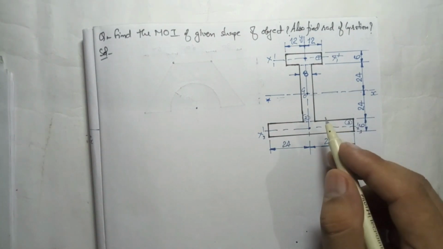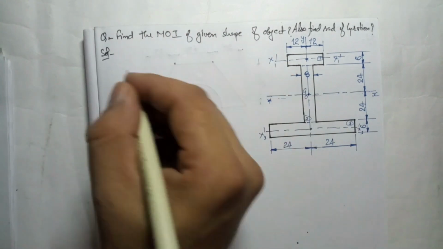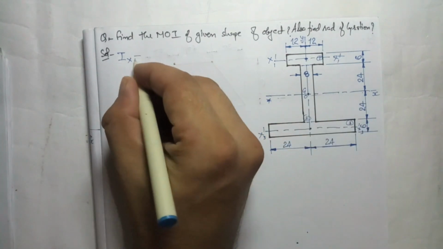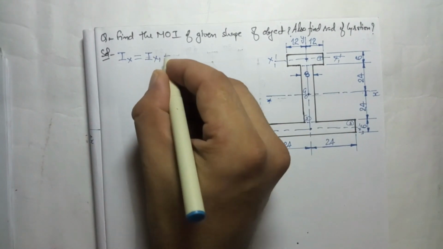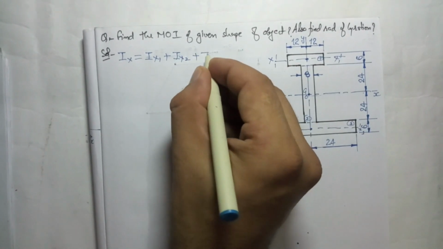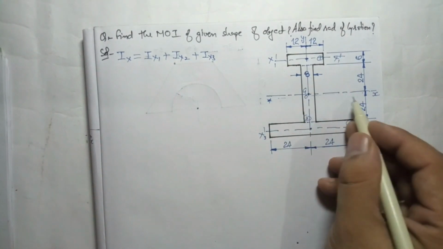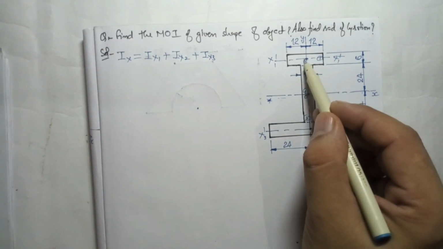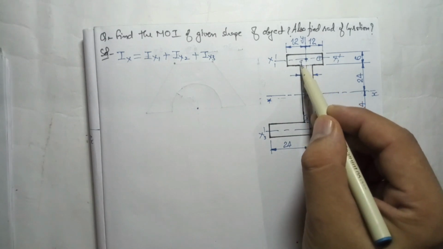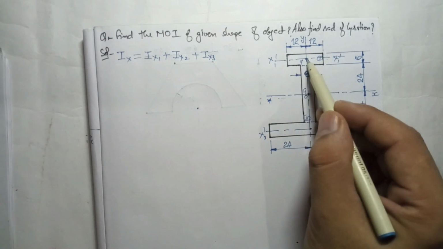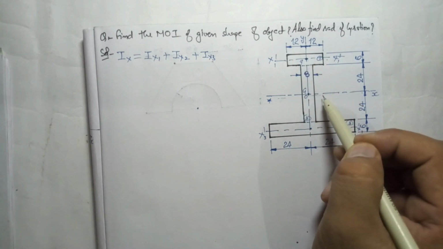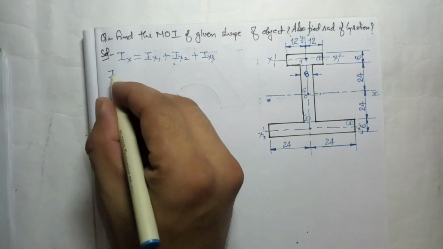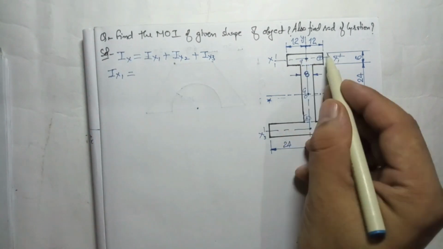Now we have to find the moment of inertia about this axis. There are three surfaces, so the moment of inertia about this x-axis is equal to the moment of inertia of the first plus the second plus the third surface about the same axis. We have the direct formula to find the moment of inertia about the axis passing through the centroid, then we will apply the parallel axis theorem to find it about the given axis. So let's see the moment of inertia for the first area, this one.